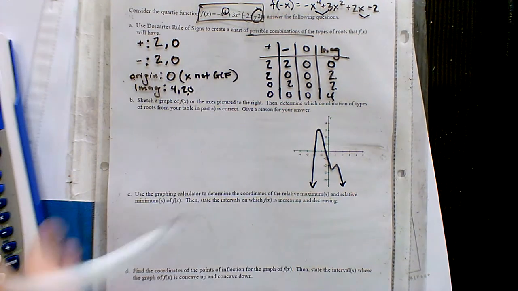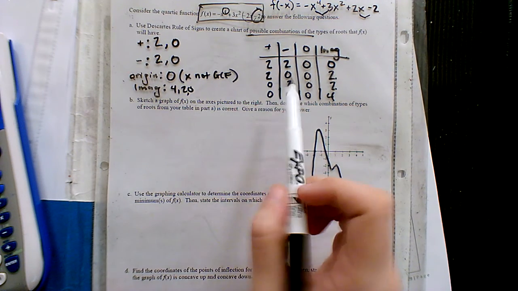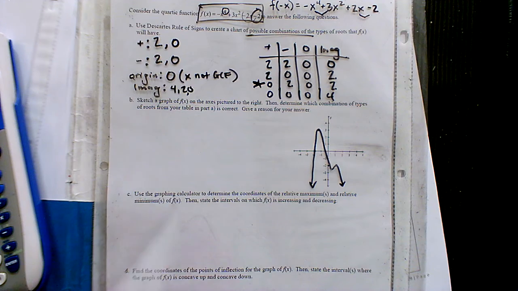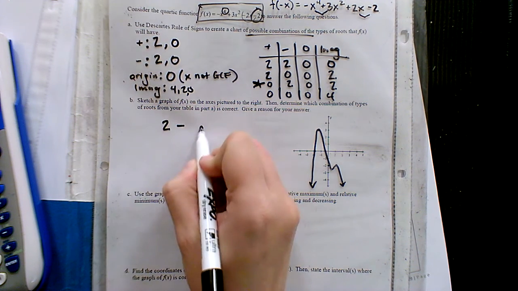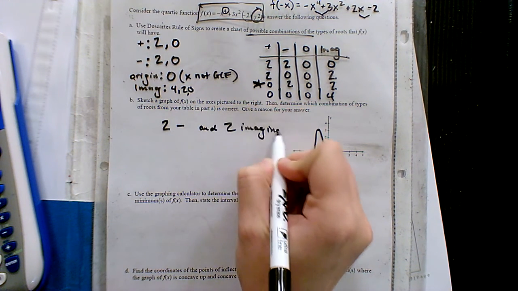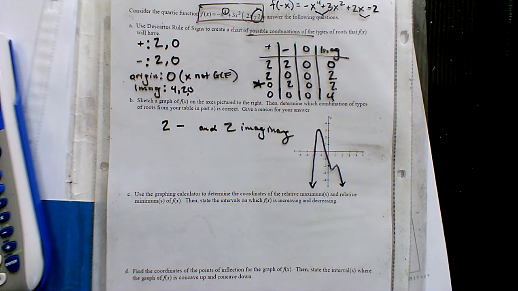Yeah, Caitlin? 2 negative, 2 imaginary. Okay, so that would be the third one that we had listed. So we'll say 2 negative and 2 imaginary. Looks good.